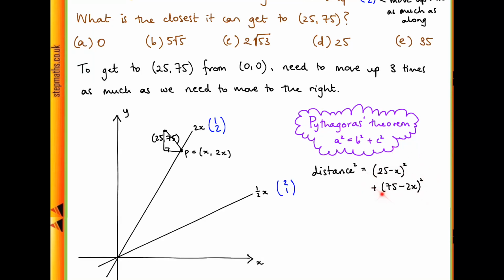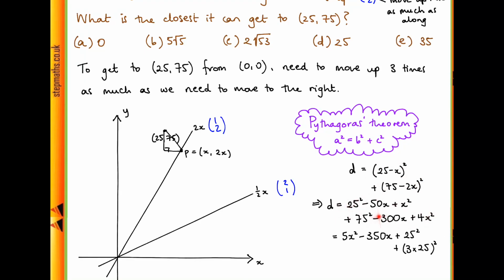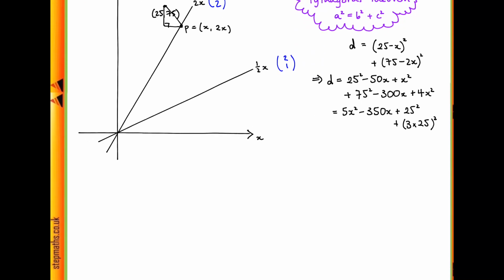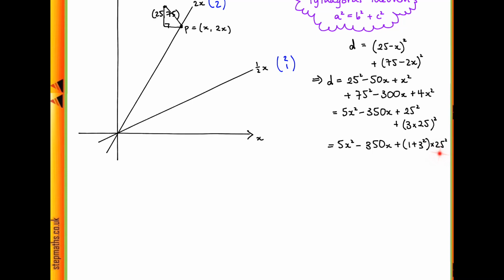So let me call this d just to make it easier. Okay, so we want to minimize d, which is just a quadratic. So we'd want to differentiate and set the derivative to 0 to find the minimum. But let's begin with just expanding out and simplifying this right-hand side. So here I've just expanded each of these brackets out and I've collected the x terms here. And 75 is 3 times 25, so we can write the constant bit as a multiple of 25 squared. So this is our final expression expanded out and simplified.